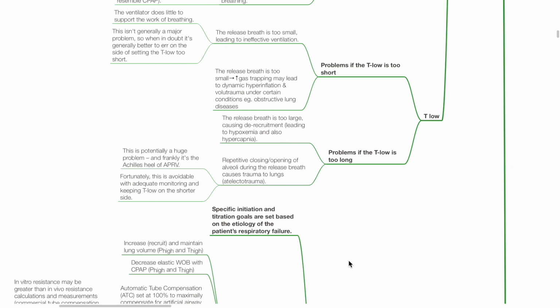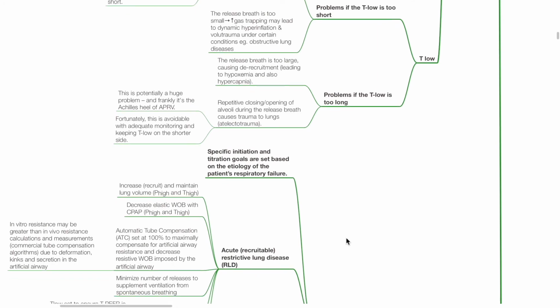lung diseases. Problems if T-low is too long. The released breath becomes too large, causing de-recruitment, leading to hypoxemia and hypercapnia. Repeated closing and opening of alveoli during released breath causes trauma to the lungs, atelectrauma. This is potentially a huge problem, and frankly it is the Achilles heel of APRV. Fortunately, this is avoidable with adequate monitoring and keeping T-low on the shorter side.